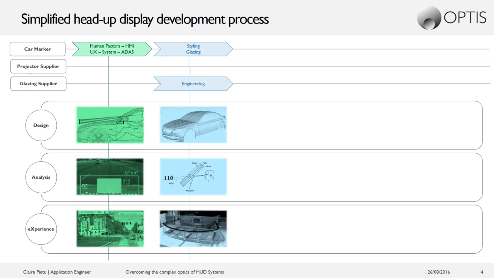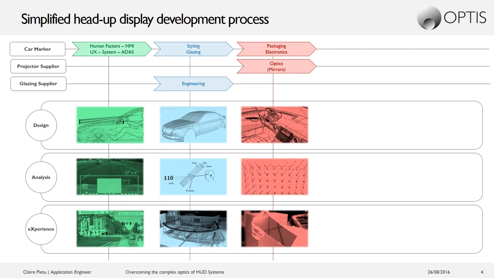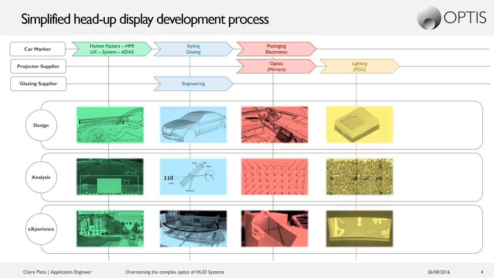Then we have the styling and glazing, and because the windshield acts as an optical component of the HUD, the glazing department is involved and will have iterations between the OEM and the glazing supplier, for example, to fix things like the wedge angle to reduce the ghost effect. Then it continues with the packaging and electronics departments for the OEM and the optics side for the supplier. Again, we have quite a few iterations between the two.